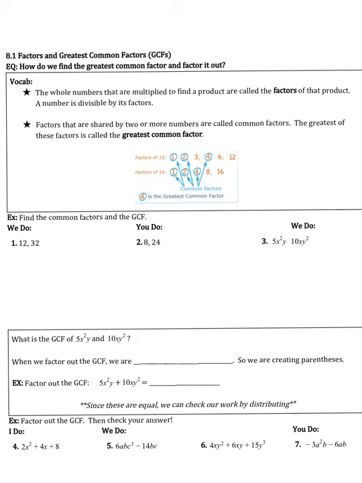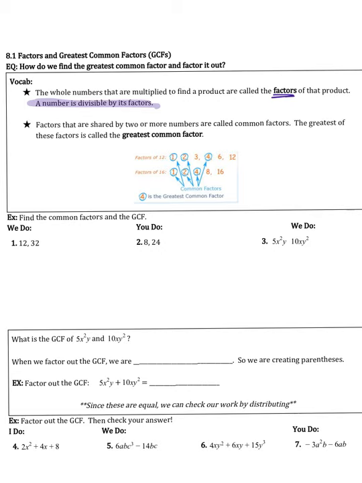So a factor is something that evenly divides a number. Whole numbers that are multiplied to find a product are called the factors of that product. A number, this is the big part, a number is divisible by its factors. So anything that evenly divides.